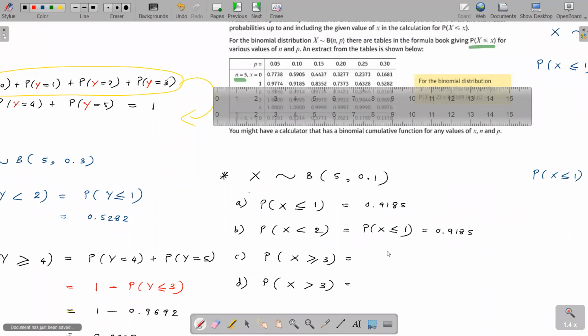0.9185. Okay, so now let's go to the other side. X is greater than or equal to 3. How do I get the probability x is greater than or equal to 3?